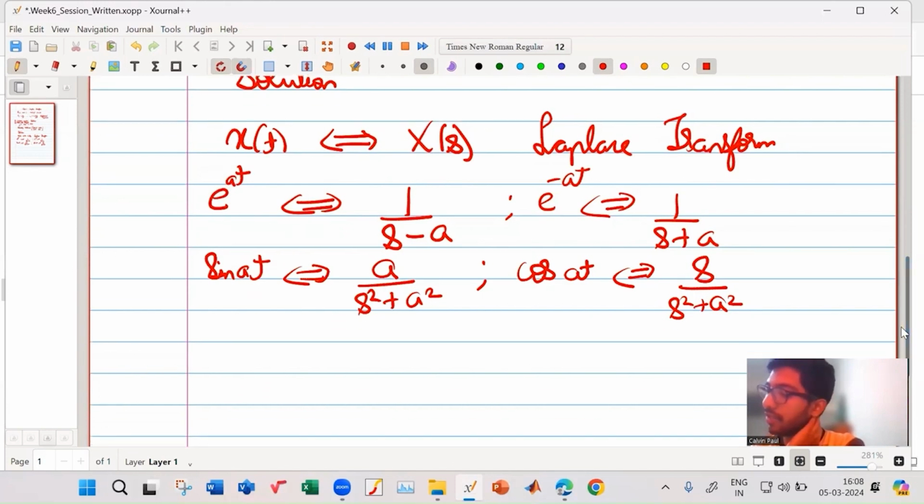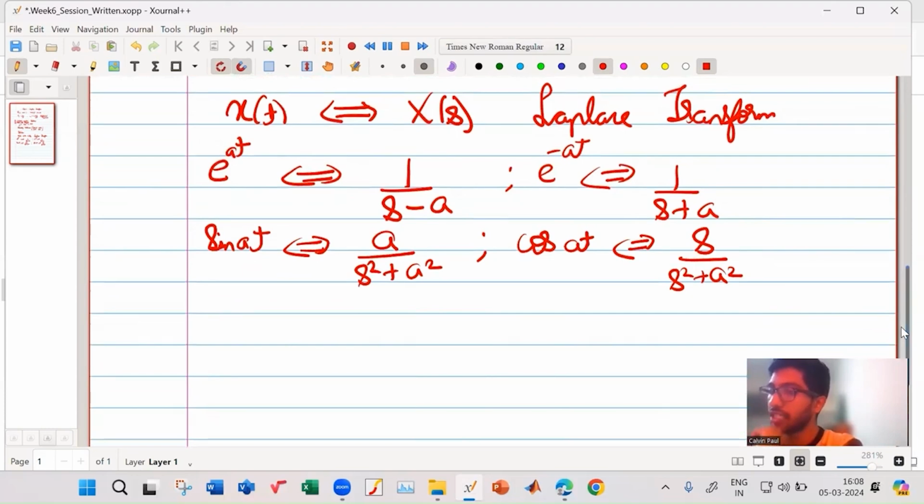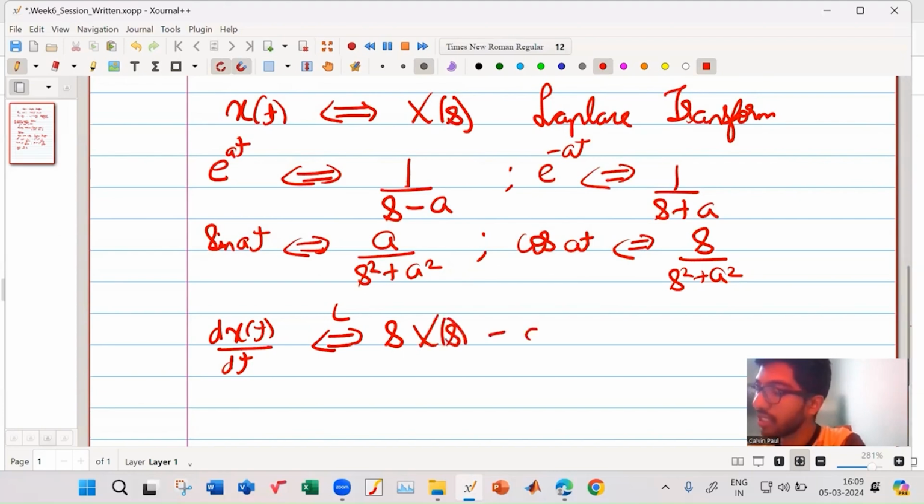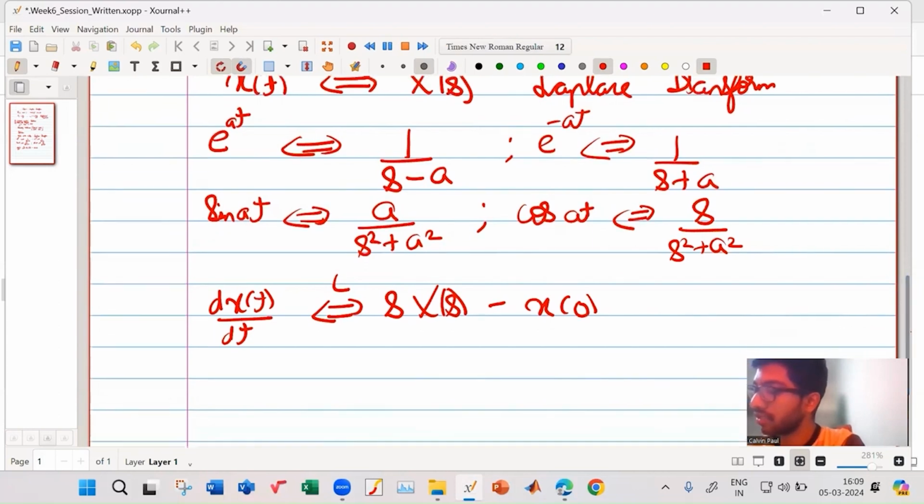Then there is one more aspect: what is the Laplace transform of dx(t) by dt? What is its Laplace transform? It is s into x of s minus x of 0. Correct, x(0) is the initial condition.